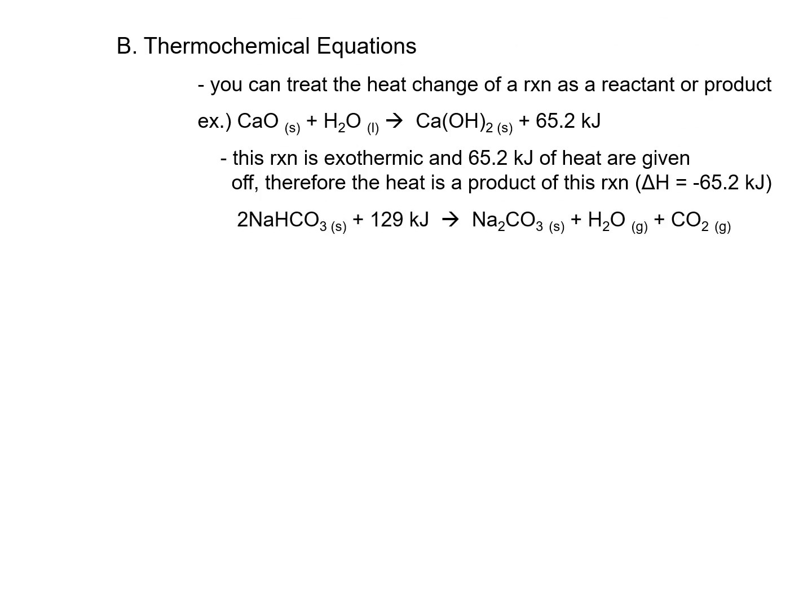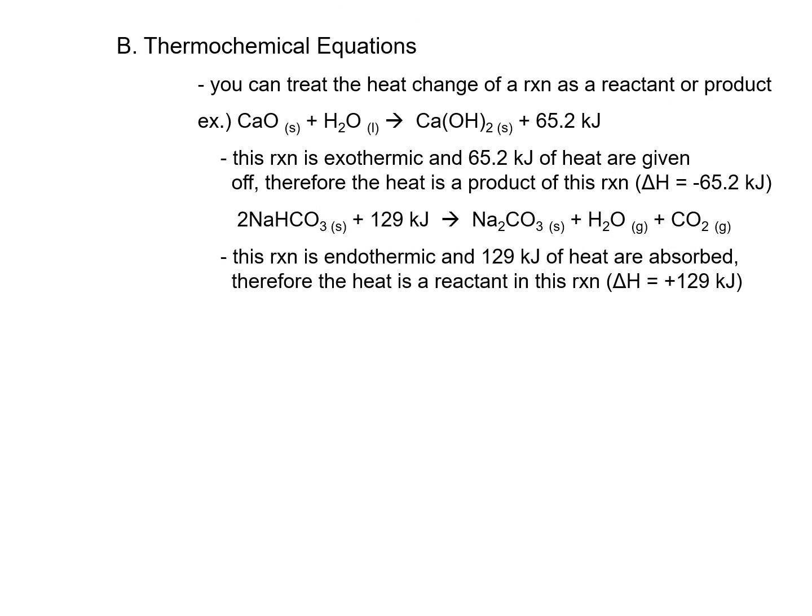If you saw a reaction like this, however, where the kilojoules were written at the beginning on the reactant side, that means that the kilojoules must be taken in at the beginning of this reaction. So this must be an endothermic reaction. 129 kilojoules of heat are being absorbed. The heat is a reactant. So the delta H of this reaction is positive 129 kilojoules.